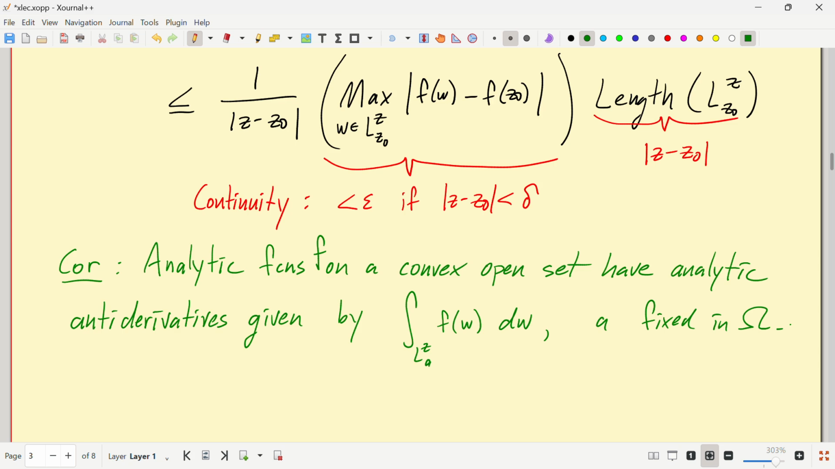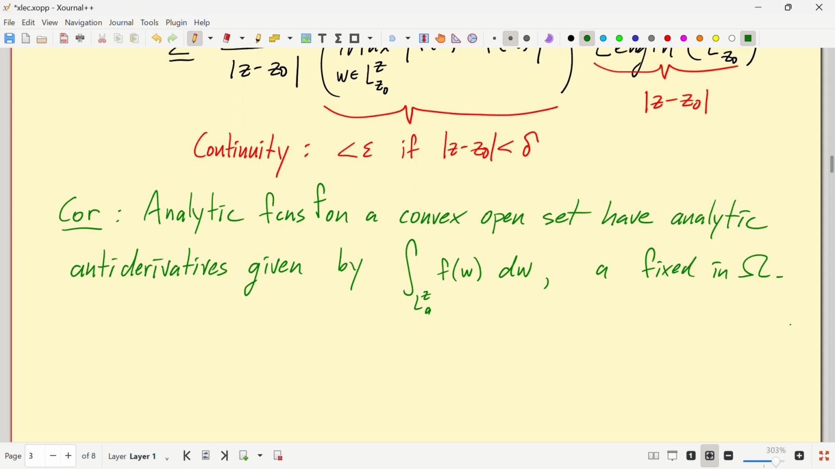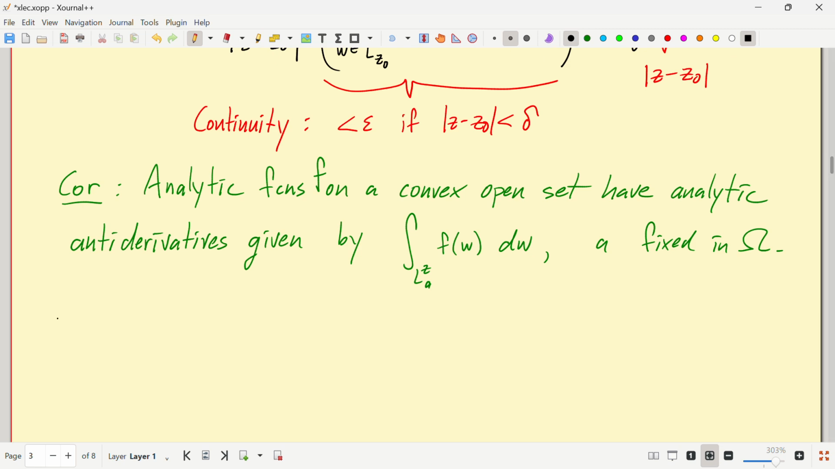Let's see. I haven't proved the big theorem yet, have I? I guess I haven't proved the integral around a closed curve. So that's a corollary. And now back to the proof of the Cauchy theorem. Let's see. We have f prime of z is equal to f of z, and f of z is continuous.